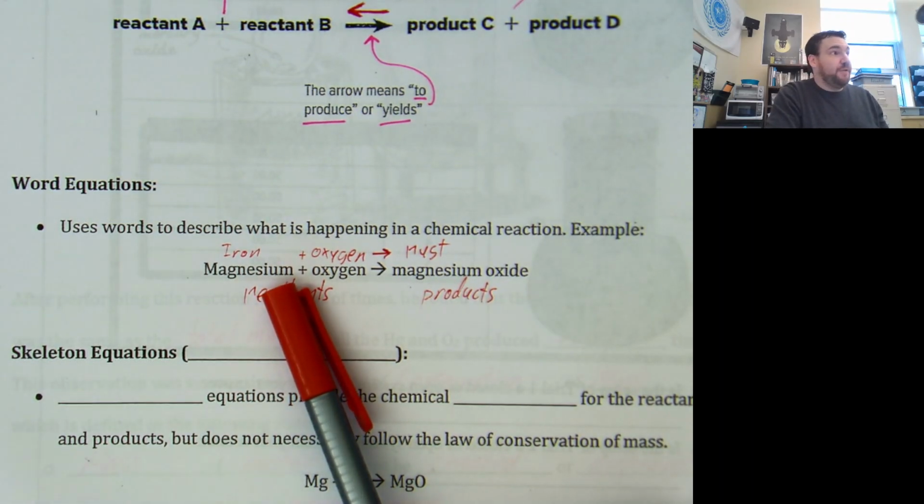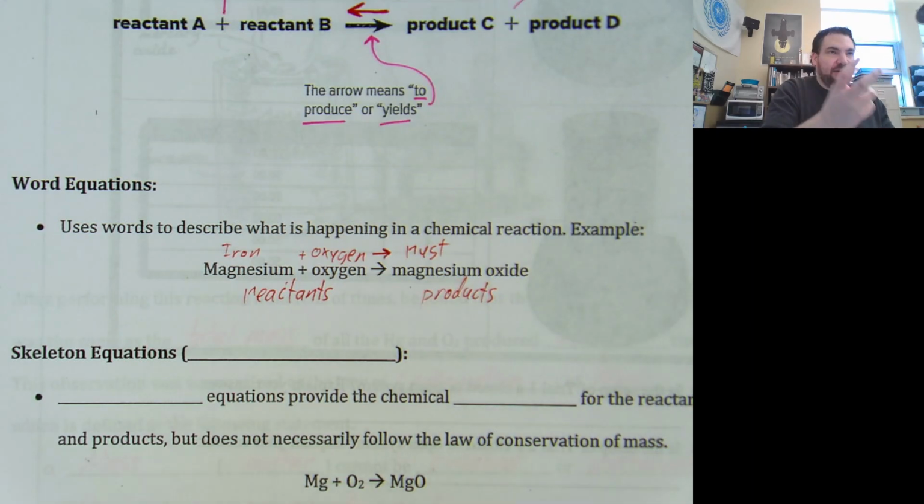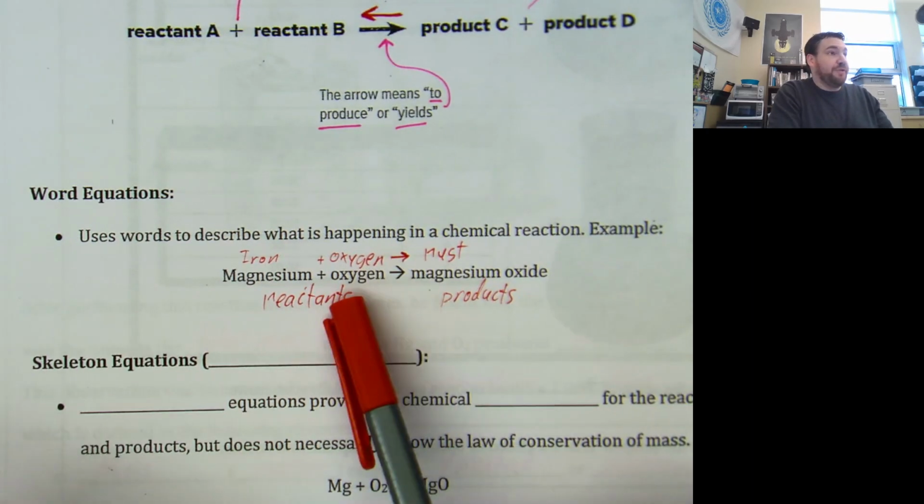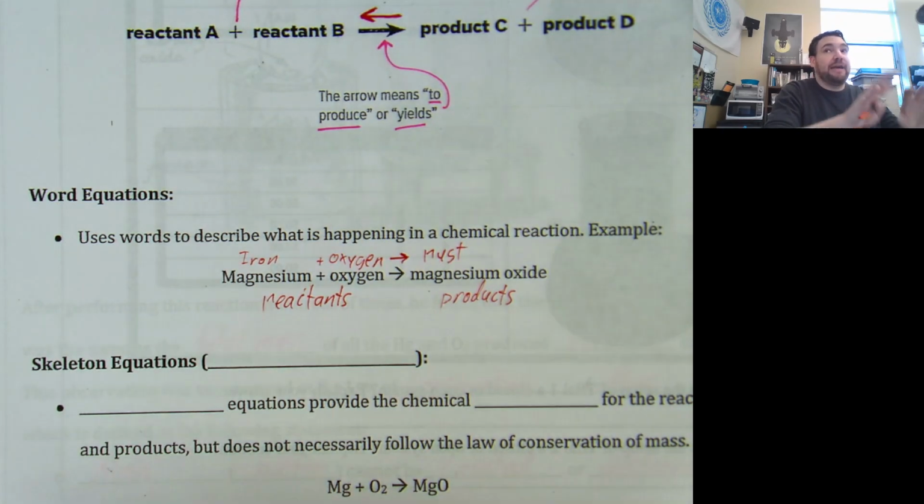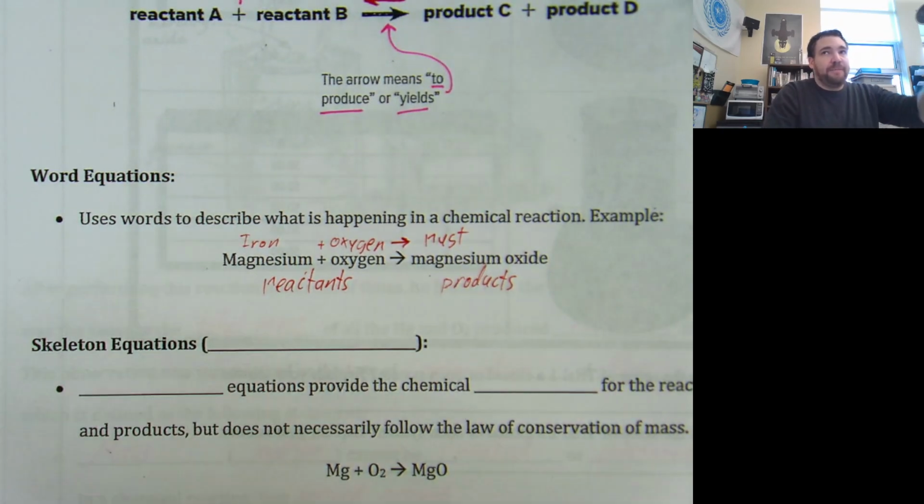Silver does this as well. If you have a grandma or whatever with silver, we call it silverware, spoons and knives and forks that are made of silver, they tarnish. They turn a kind of dark gray or black over time. That's what's happening here. They're just reacting with the oxygen and producing something new, a layer over top. So that's a simple one.